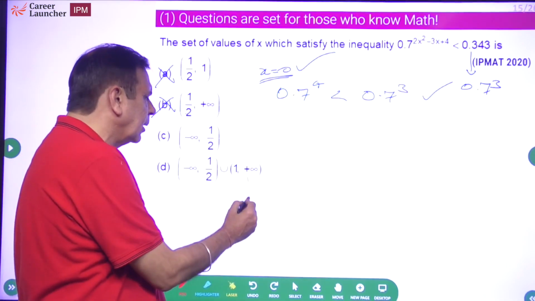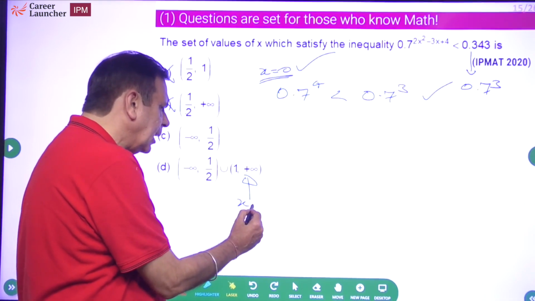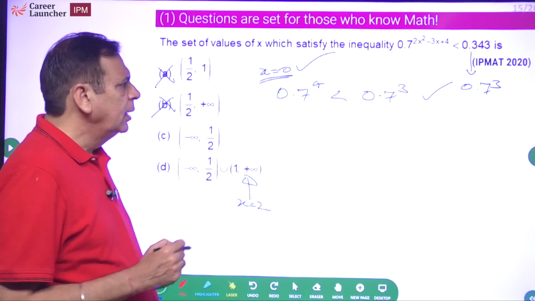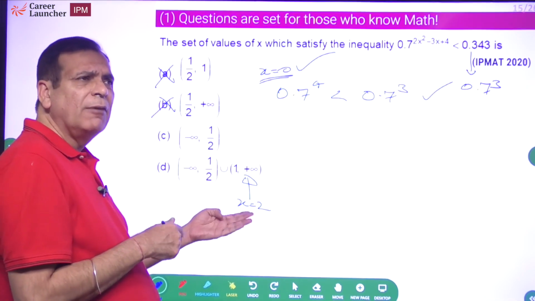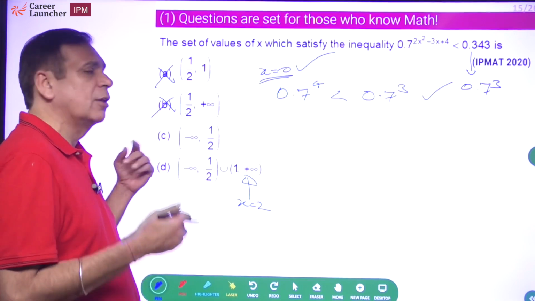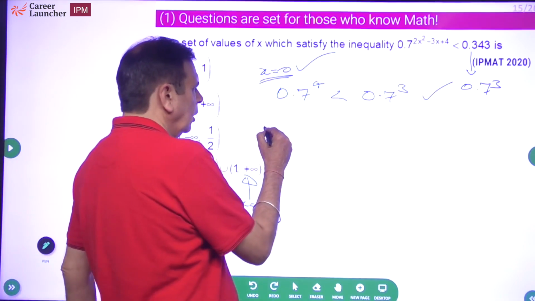Take a number from here. Let's decide to take x equal to 2. If x is equal to 2 satisfies, तो ये आंसर होगा. If x equal to 2 does not satisfy, the answer will be C. That's all I will do.